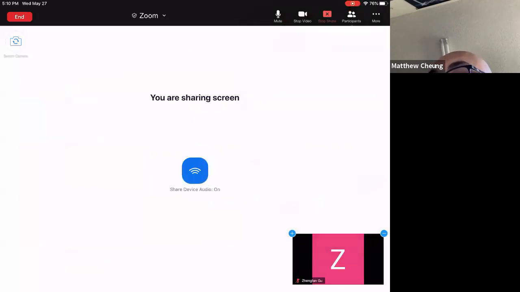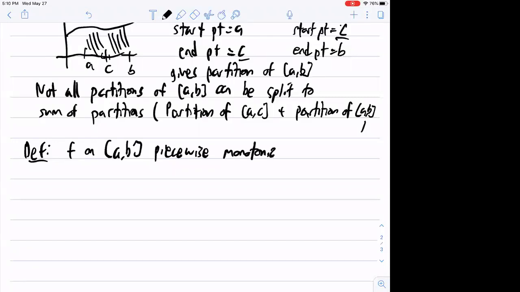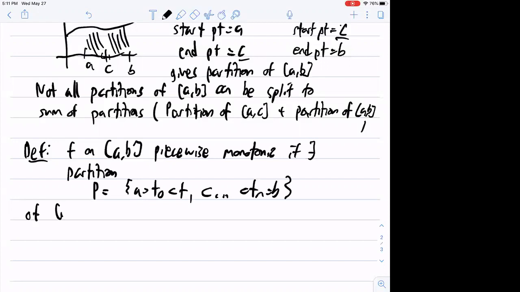Okay. So, definition. I'm just going to define a piecewise function. f on AB is piecewise monotonic if there exists a partition P equals A is t0 less than t1 less than ... less than tn is B of AB. It's exactly what you think. So f is monotonic on every interval.